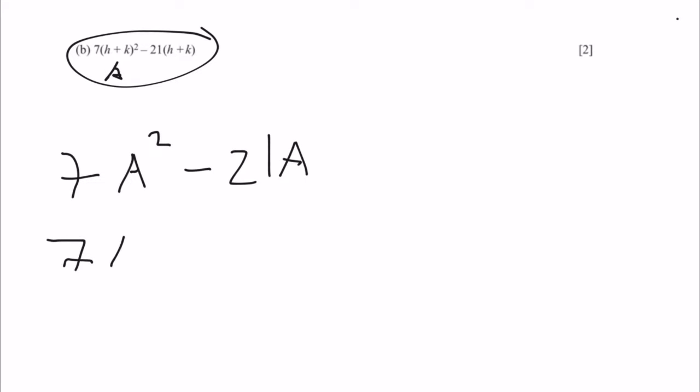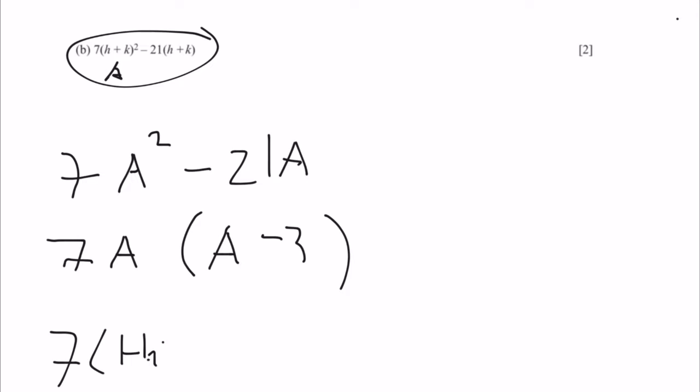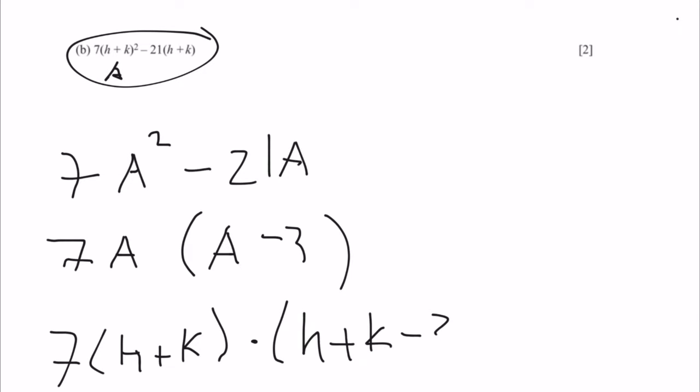So we're going to write 7a times a minus 3. And once we're here, all we have to do is plug h plus k back into the equation. So we will get 7 times h plus k. Well, what am I writing? 7a is 7 times h plus k. And we're going to multiply this by h plus k minus 3.